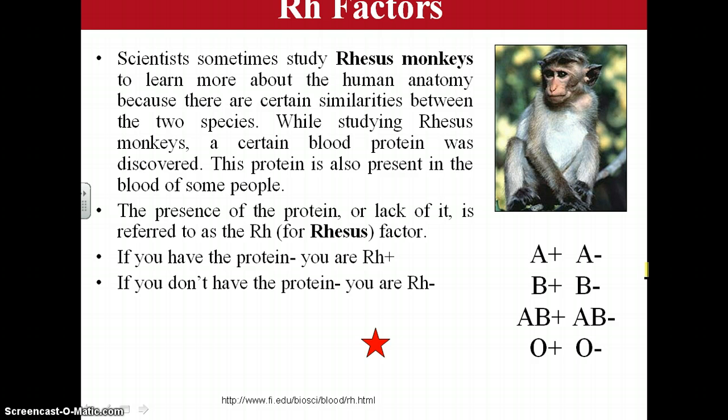For this Rh factor, scientists studied rhesus monkeys to learn more about human anatomy because there were certain similarities between the two species. While studying these monkeys, a certain blood protein was discovered. This protein was also present in the blood of some people. Not everyone, but some people had this same protein. So the presence of the protein or the lack of it is referred to as the Rh or rhesus factor. If you have the protein, you are Rh positive. If you don't have the protein, you are Rh negative. That's where the positive or negative comes next to the blood type, whether you're AB positive, O negative, A positive, whatever it is.